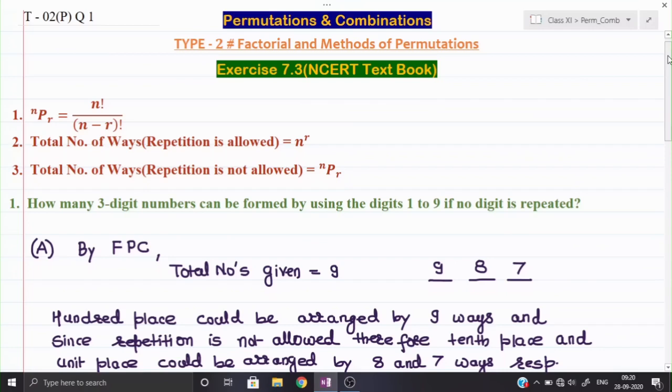Here, what is n and r? n will be the total number of objects and r will be the number of objects you are taking at a time. For example, if you are given 10 numbers and out of those 10 numbers you are making a 3-digit number, then 3 will be the value of r while n will be 10. The value of r cannot be more than n. It can be equal to n or lesser than n. Similarly, the value of r can be more than 0 or equal to 0. That is also possible. And when repetition is not allowed, the formula is nPr, which is written in the first point. So these formulas we shall use.